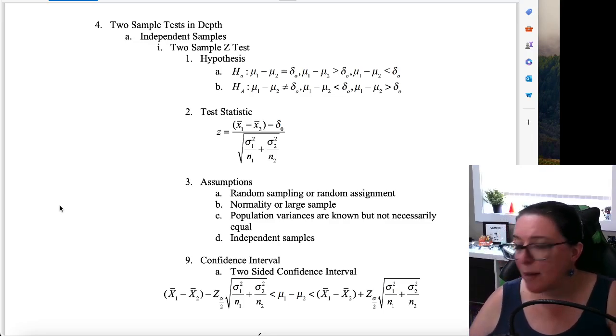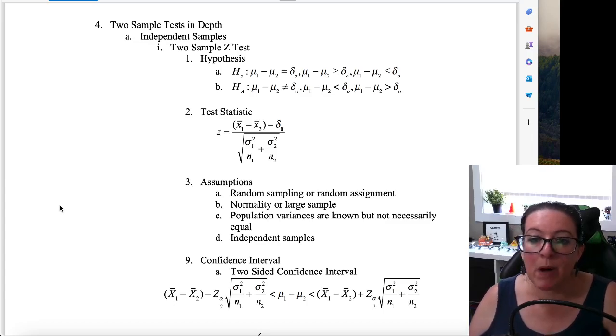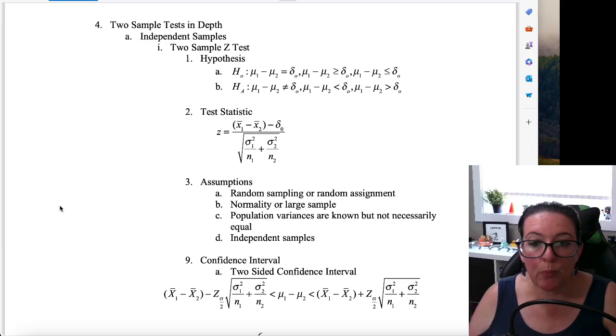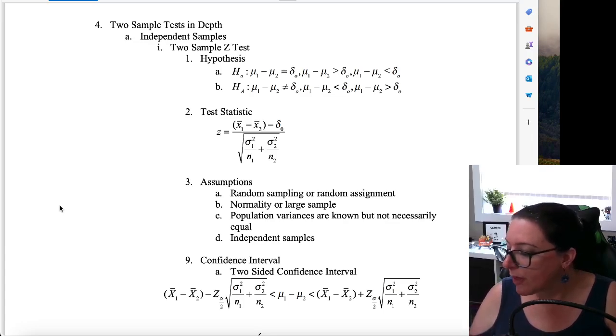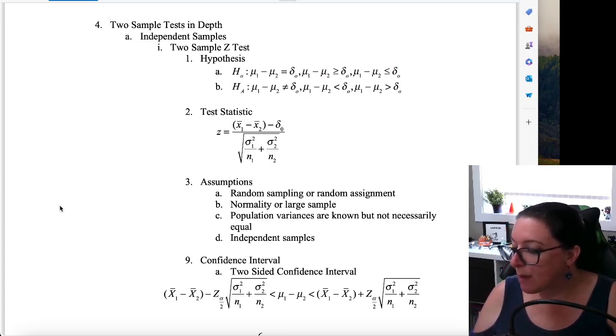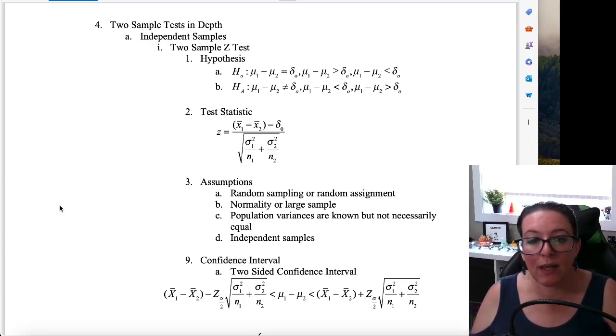If we're doing a two sample Z test, then our test statistic looks like this. It looks at the difference between the two sample averages minus what we are predicting is the difference between the two population averages. And then we have a representation of the variability in the two groups within the population. So we have sigma 1 and sigma 2, which are the standard deviations of the two groups in the population. So the assumption with a two sample Z test is the population standard deviations or variances are known, but they don't necessarily have to be equal.